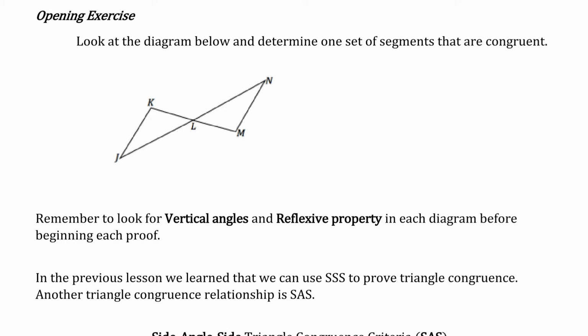Alright, so welcome to the video for lesson number 2 in geometry. This lesson is going to be about a different way that we can prove two triangles are congruent. In lesson number 1, we showed that side, side, side is a possibility for us proving two triangles are congruent. We also learned about the reflexive property, and we learned what to do when we see the word midpoint and bisects.